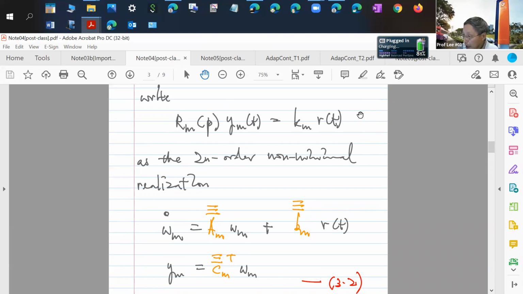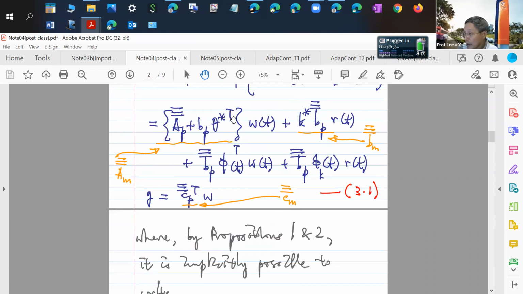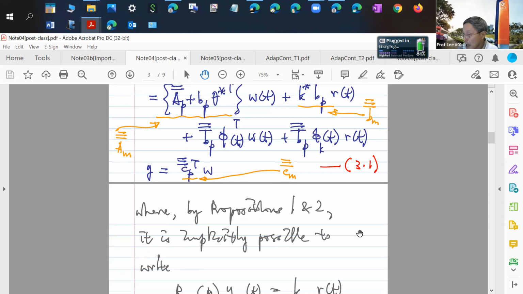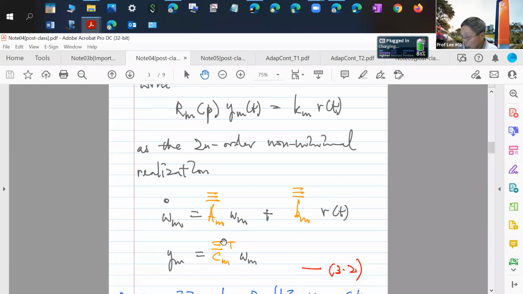You take the reference signal coming in, then it generates your reference model output, all right? But because of what we've seen in propositions 1 and 2, there's an underlying 2n order non-minimal realization of the reference model too, because it comes out from your exact theta star gains and your k star gains. All right, so these things are there.